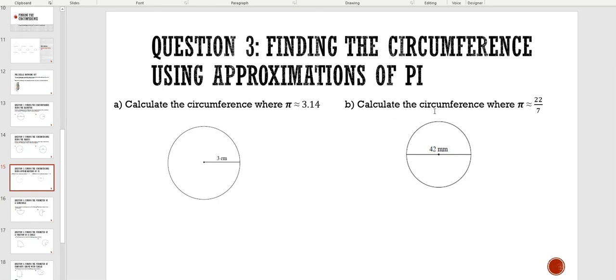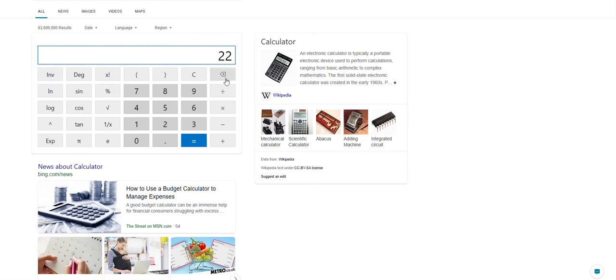B says calculate the circumference where pi is approximately 22 divided by 7. Now 22 divided by 7 is a fraction that gives you a number that's close to pi. If I go to my calculator and I just go 22 divided by 7, we know the fraction line means division. I've got 3.14, so it's getting close to pi, then it's 28571 and then 4 again. So this decimal will start seeing the same numbers appear, 4, 2, 8, 5, 7. It goes on forever, but there's a pattern. That's why it's not pi, but it's close to pi.